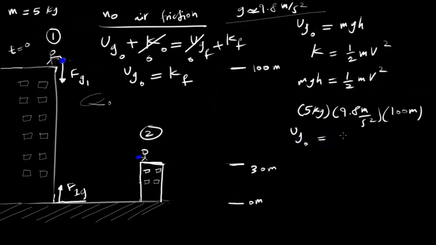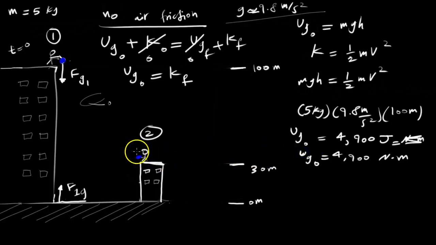So let me write that down. U_G naught is 4,900 joules, which is the unit of energy, which is newton meters. In other words, let me write that over here: we have 4,900 newton meters. That is our gravitational potential energy.